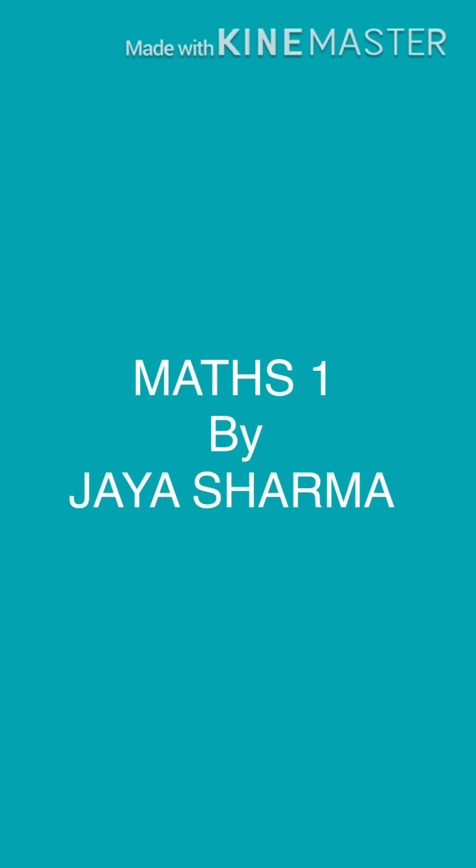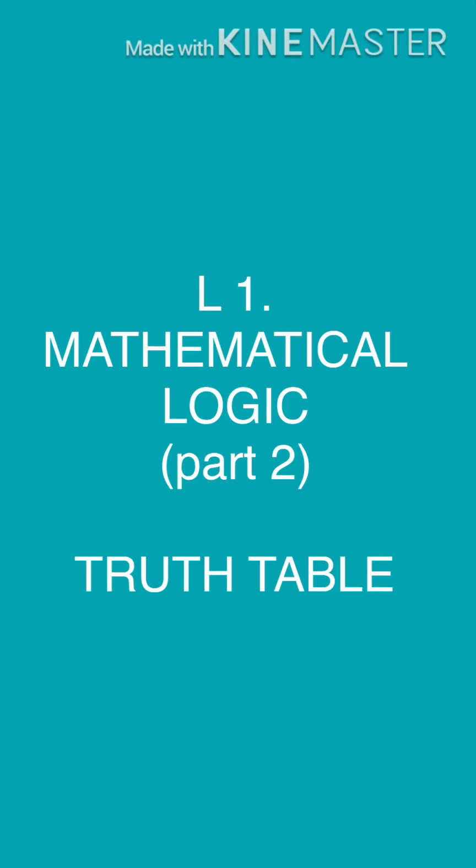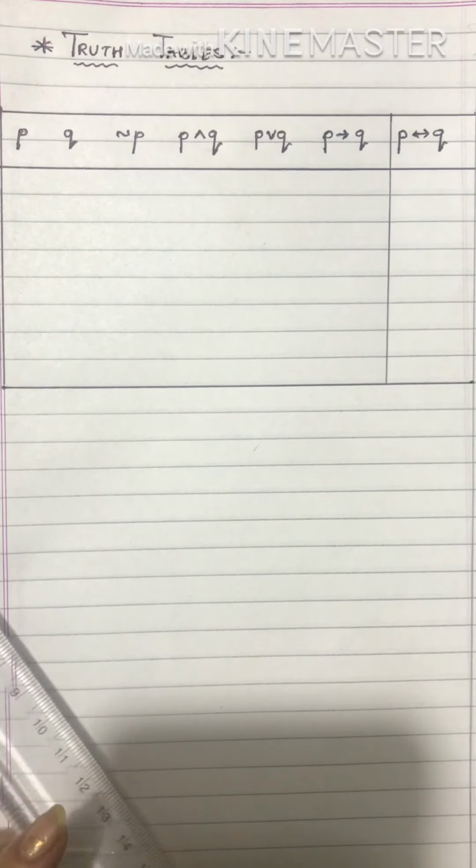This is your maths professor Jaya Sharma, and in this video we will be seeing maths paper 1, lesson number 1, mathematical logic. We will see the values inside the truth table using different connectives for a given number of statements. Once again students, in this video we will be seeing the values of the truth table.